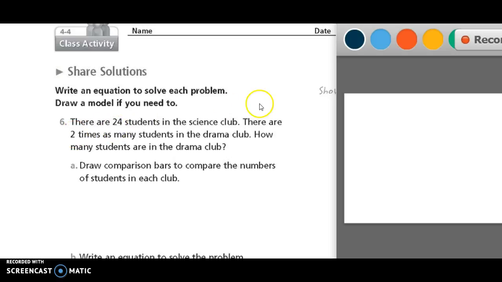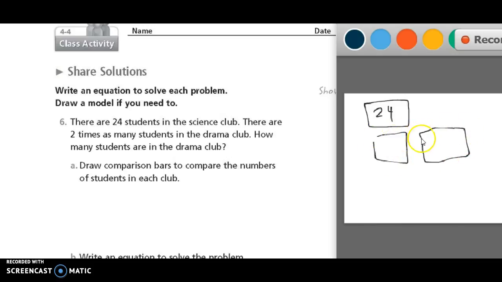So this is a little different than the other ones we are doing, because we had to divide in order to get those. And now we are not, because we are having 2 times as many as what we are looking for. So here's 24, but the drama club is the 2 times as many. So I'd be making 2 times, because this right here is the drama club, this is the science club.